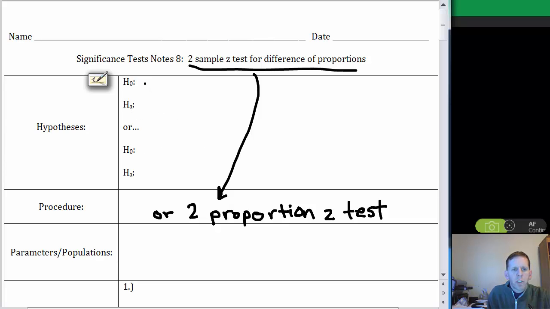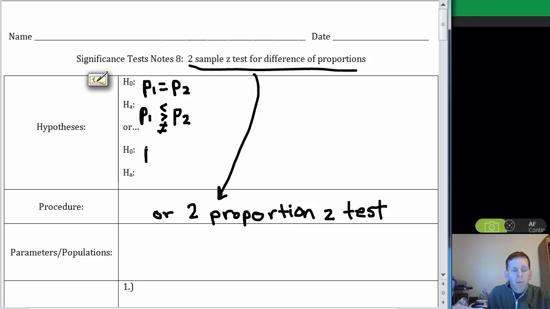Because we have 2 proportions, your null hypothesis can be written one of 2 ways. One way is saying that the 2 proportions are the same, which means there's no difference between the proportions. Of course, the alternative would be there is a difference, and it could be a less than or a greater than, or just the fact that there is a difference. The proportions are not equal to each other.